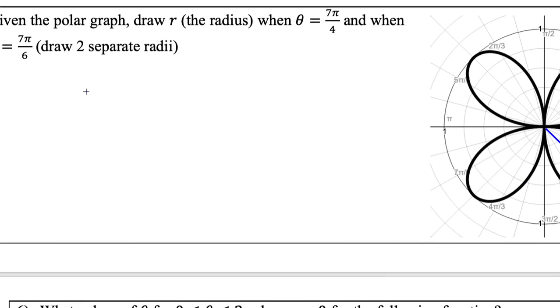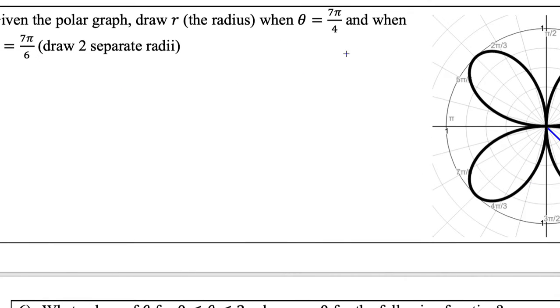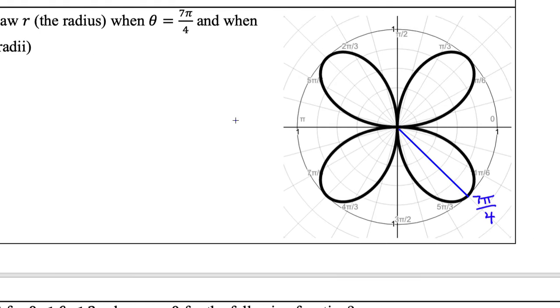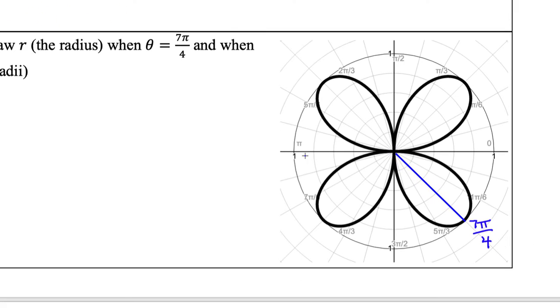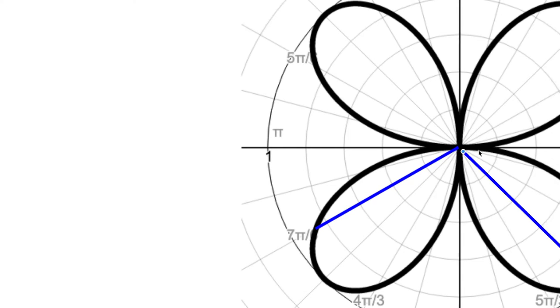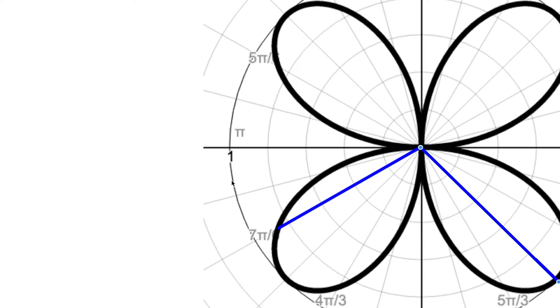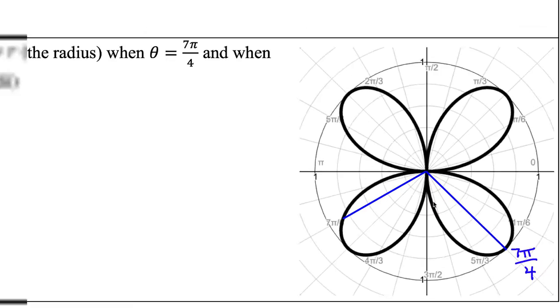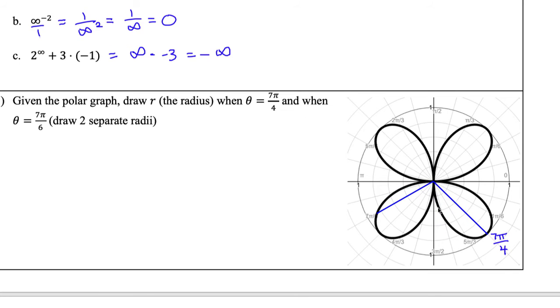Okay, so what about 7 pi over 6? It's really close to 7 pi over 4 in terms of the numbers. 7 pi over 6, and it's kind of cut off, but this corner right here says 7 pi over 6. So the radius that I draw goes from the pole to that point right there, and then make that look nice. All right, cool. Those are the two different radii that you're supposed to draw. And again, you always go from the pole to wherever you intersect the curve.